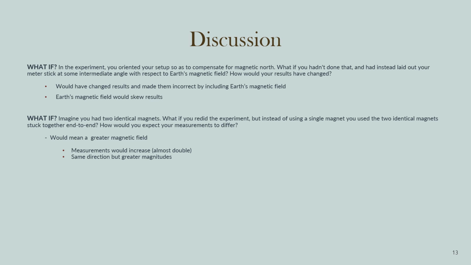What if? Imagine you had 2 identical magnets. What if you redid the experiment, but instead of using a single magnet, you used 2 identical magnets stuck together end to end? How would you expect your measurements to differ? Our magnetic field would be greater. The measurements would increase by about double, and even though it would have the same direction, we would have a greater magnitude.